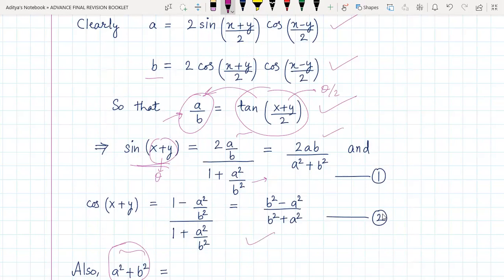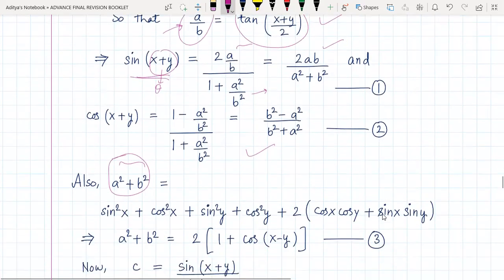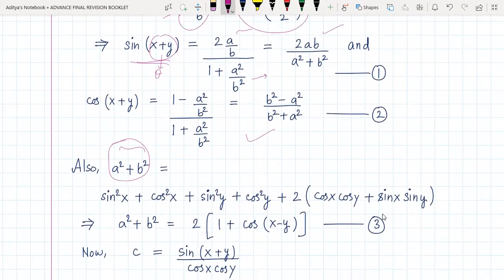I think it is pretty easy and simple to follow up till here, right? Now, what about a square plus b square? So when you are going to find a square plus b square, we are obviously going to get sine square x plus cos square x plus sine square y plus cos square y plus twice of cos x cos y plus sin x sin y. On simplifying, this clearly becomes 2 common into 1 plus cos of x minus y.